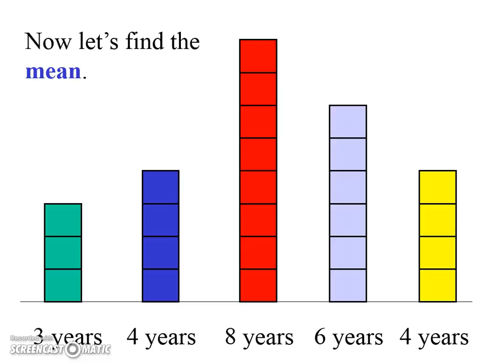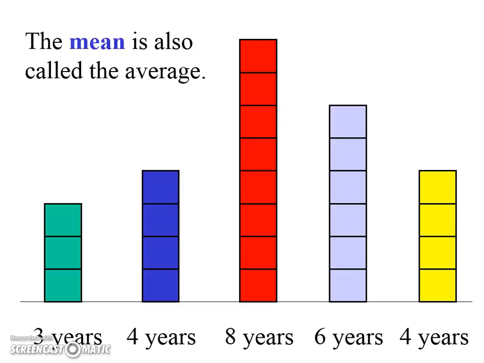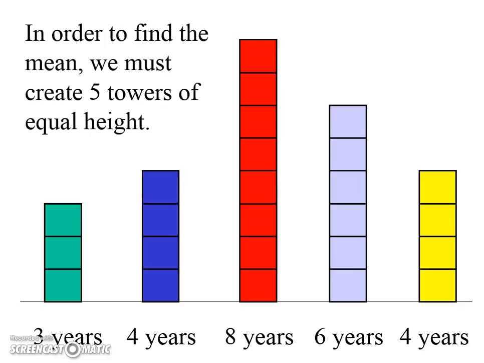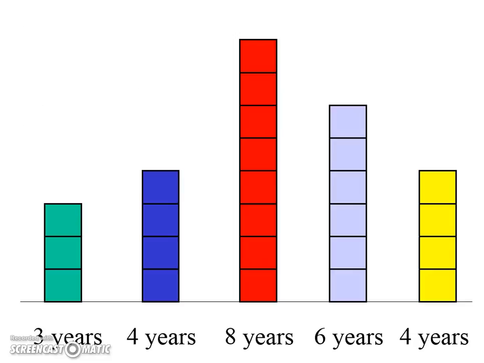Okay. Now let's talk about the mean. The mean is also most commonly referred to as the average, although mean, median, and mode are all averages. The mean means equal distribution, or that everyone's going to have the same amount. So we've got these blocks here. Let's make equal size towers. Okay, so we're going to make 5 towers of equal height.